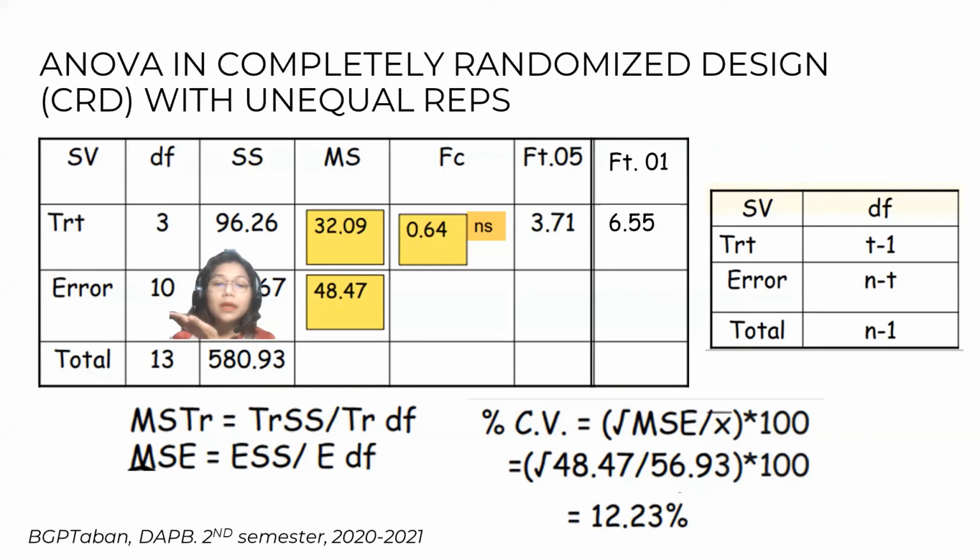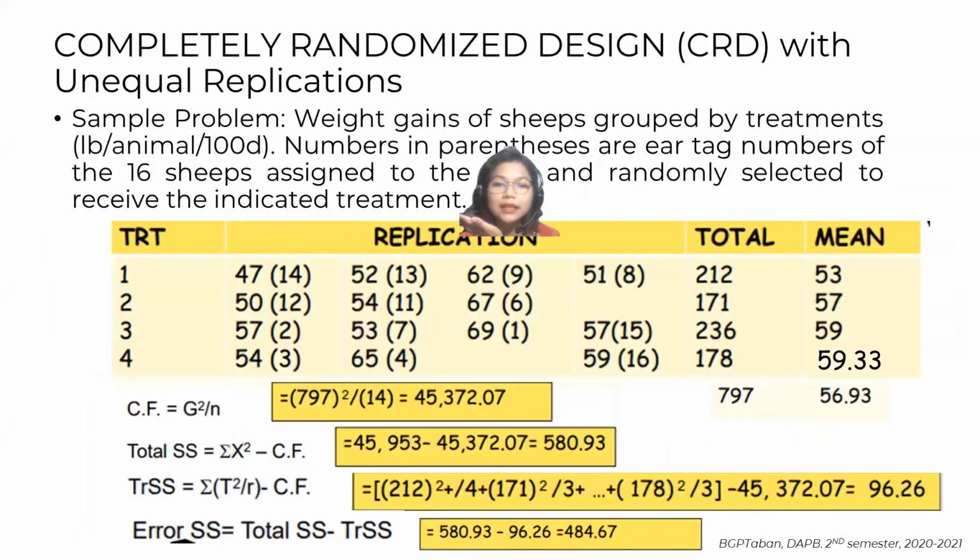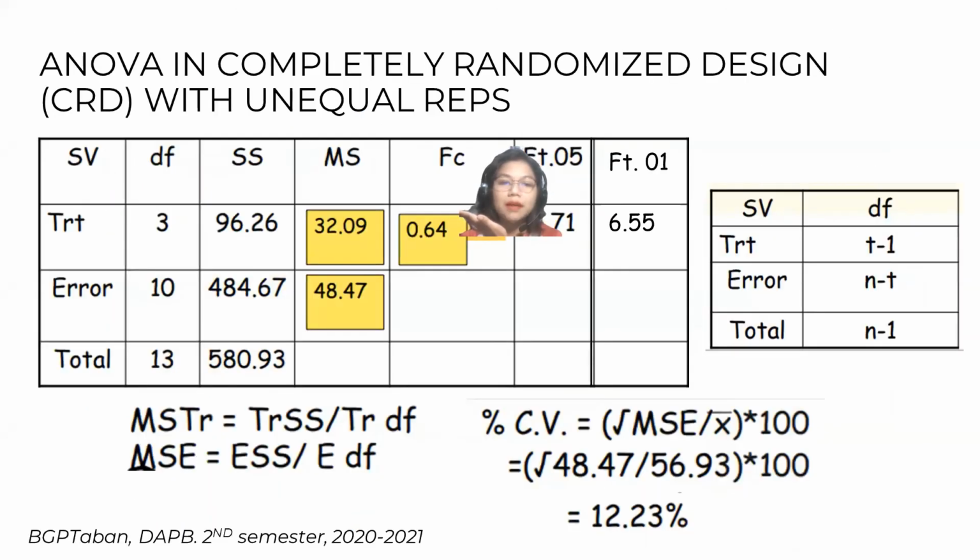Yung error naman po ay n minus t. So, n po natin ay 14 minus treatment, which is 4. So, 14 minus 4 is 10. Yung total natin ay n minus 1. Kaya 14 minus 1, that's 13. So, ang ating pong SS, saan po natin nakuha tong values na to? Galing lang po sa ating previous calculations. Pinaglagay lang po natin yung ating mga values.